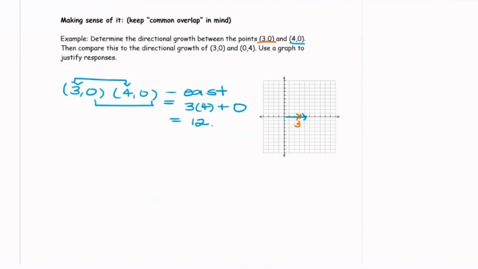Now, what if we were to compare that to the vectors (3, 0), which we already have here on the graph in orange, and then the vector (0, 4)? That's not going in the east direction, rather that's going in the north direction. So that would be going vertically up 1, 2, 3, 4 to, let's say, right there. There is no overlap. There's no common direction between those two vectors. So that would actually result in a dot product of 0.